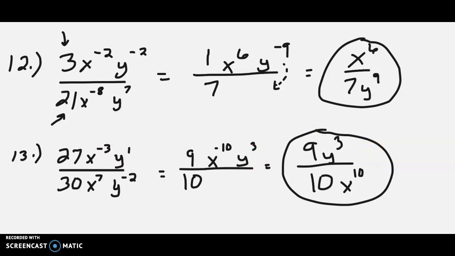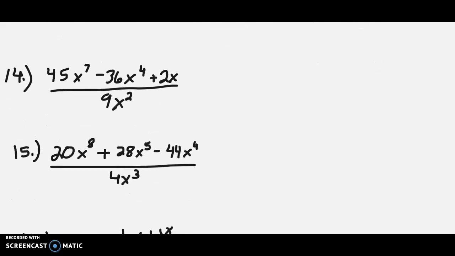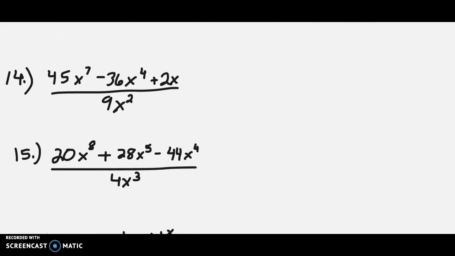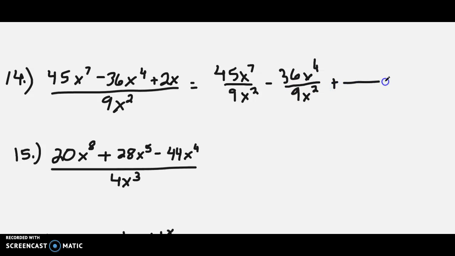All right, let's look at a few more simplifications here. These are 14 and 15, a little bit different. What's going on here is we're dividing a polynomial by a monomial. So basically, we can rewrite, notice all the terms here in the numerator. Got a 45x to the 7th, I'm going to break that down and have that over the 9x squared. I have 36x to the 4th, and that's over the 9x squared. Basically I can put that 9x squared over each term individually, and I'll just simplify from there.